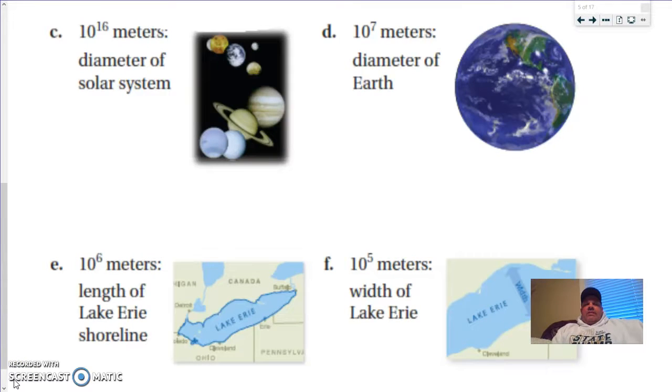Letter C has 10 to the 16th meters, the diameter of our solar system. That is a 1 and 16 zeros, or called 10 quadrillion. Letter D is 10 to the 7th meters, the diameter of the Earth. That is 10 million. Letter E is 10 to the 6th, the length of Lake Erie shoreline. That is a 1 and 6 zeros. 10 to the 6th is 1 million. And finally, 10 to the 5th meters, width of Lake Erie, is a 1 and 5 zeros, and that is 100,000.